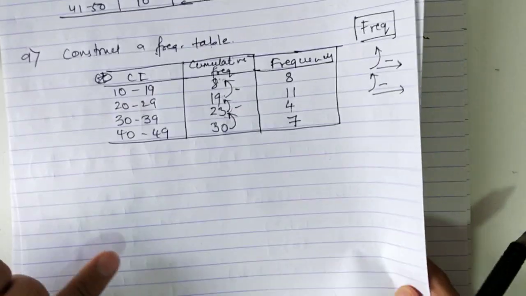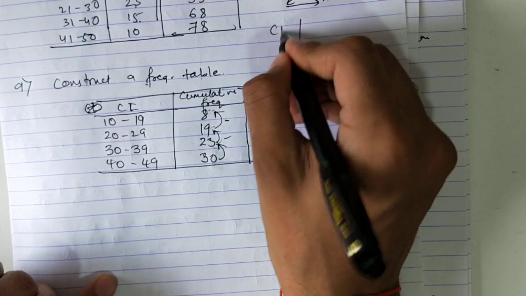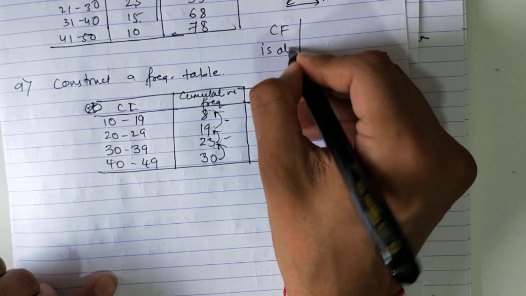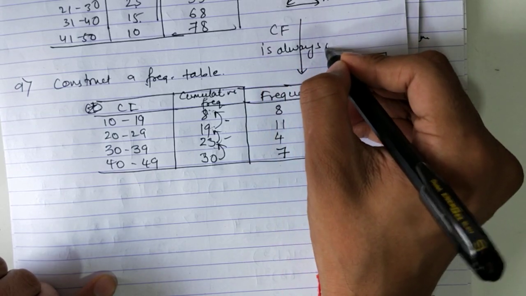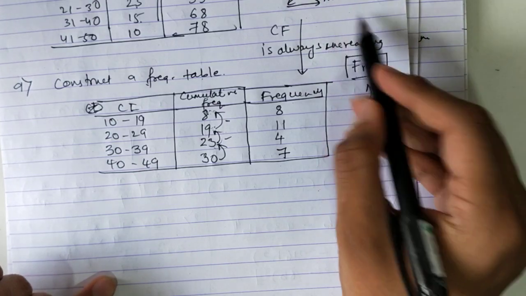Now why is this important, that cumulative frequencies are always increasing? I'll write here: CF is always increasing. Now why you should know this?